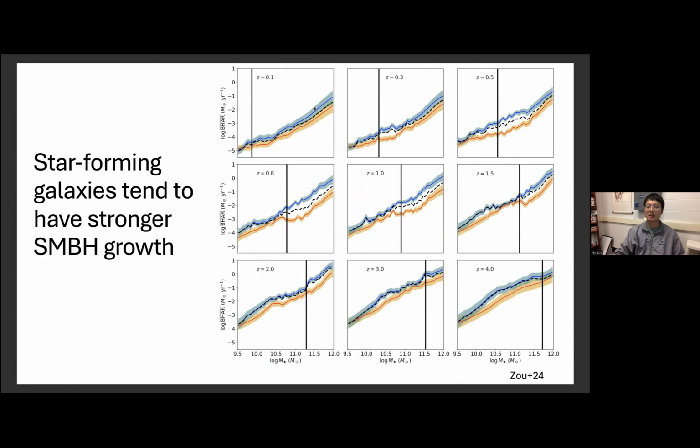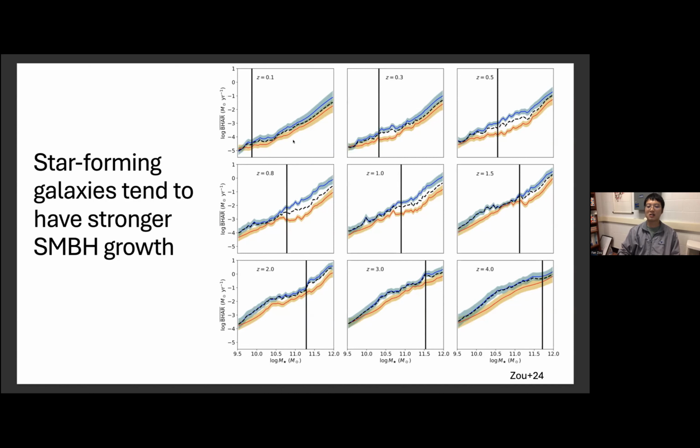The blue curves here show the black hole accretion rate for star-forming galaxies, and the red curves show the value for quiescent galaxies. You can see that the blue curve is generally above the red one, so that indicates that star-forming galaxies tend to have stronger supermassive black hole growth. And this is also interesting.